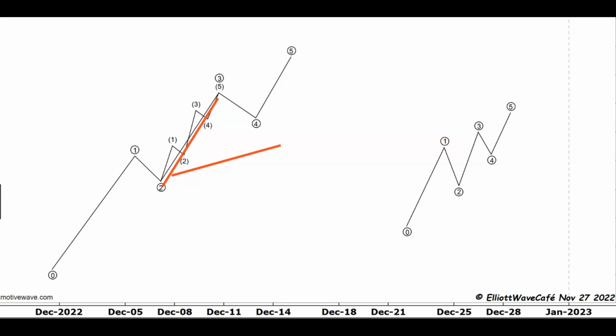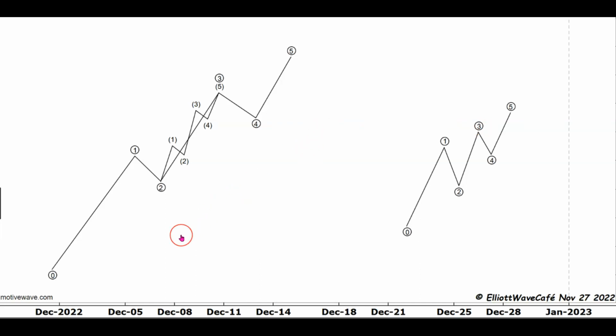In a diagonal it's a little bit different, because you have zigzags inside these moves. With the difference between a leading and an ending diagonal being that in a leading diagonal you could actually have these waves being impulses, and they don't have to be zigzags, but you need to have overlaps between those waves. So always pay attention to this third wave. It's the one that gets overlooked most of the time.